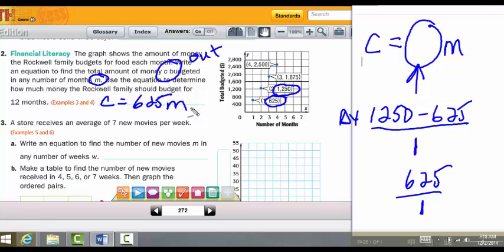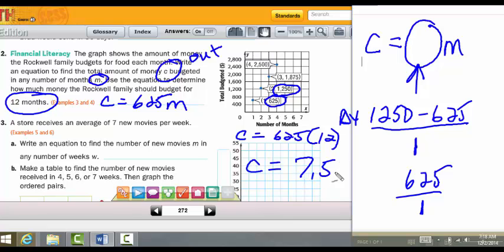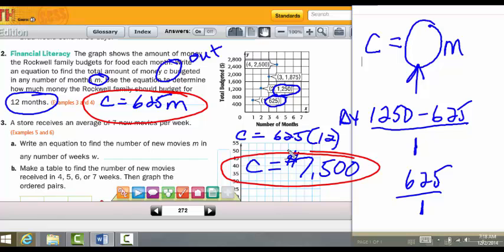And now the next thing they want us to do is calculate 12 months. So we're going to do C equals 625 times 12, and that gives us C equals $7,500. So those are your two answers. Here is your equation, and here is your solution for the total budgeted dollars for 12 months.